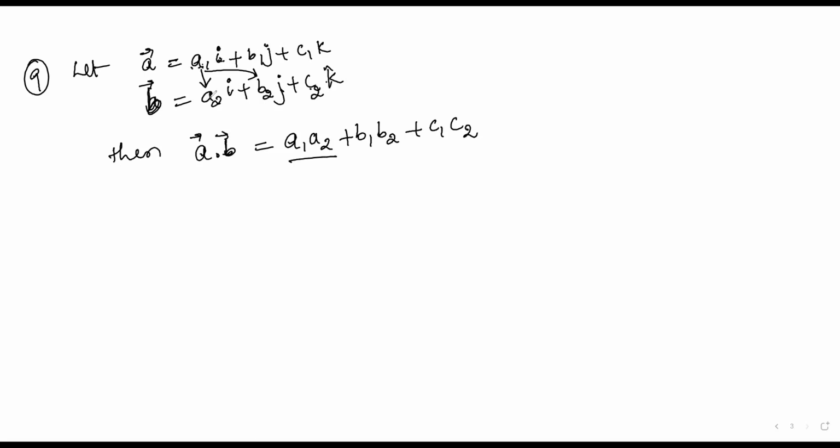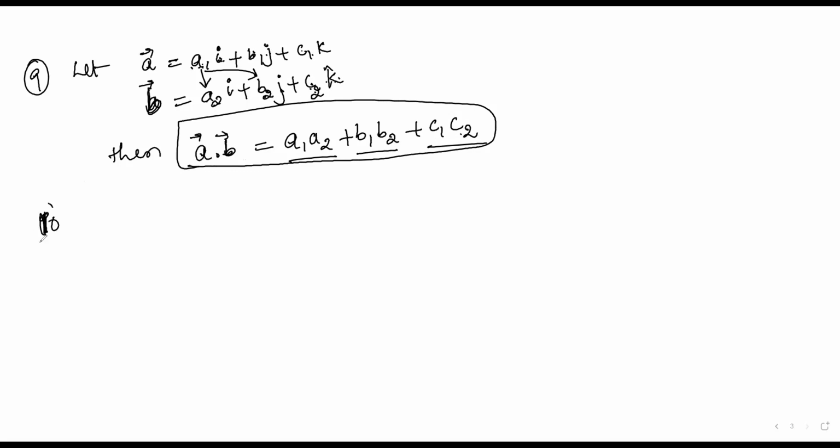Similarly, B1 A2 is 0. B1 B2, J dot J is 1. That is the reason this came. B1 C2 also won't come because J dot K is 0. Those terms became 0. C1 A2 is 0, C1 B2 is 0, C1 C2, K dot K is 1. That is the reason only 3 terms came out of 9 terms. Remaining terms become 0. You got this, Ashita? Yes, sir, got it.